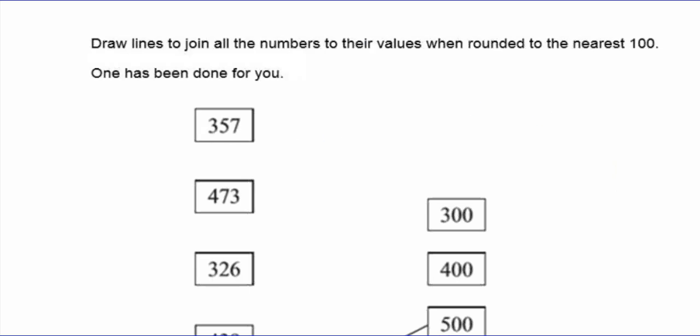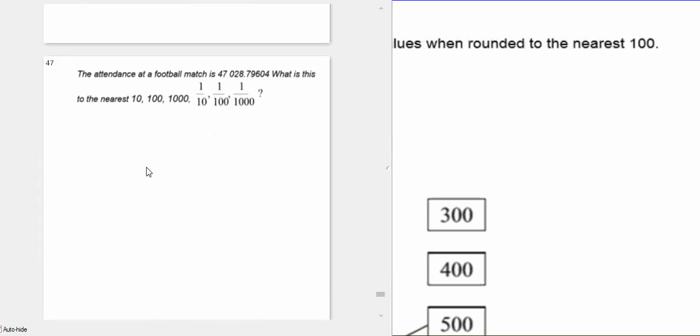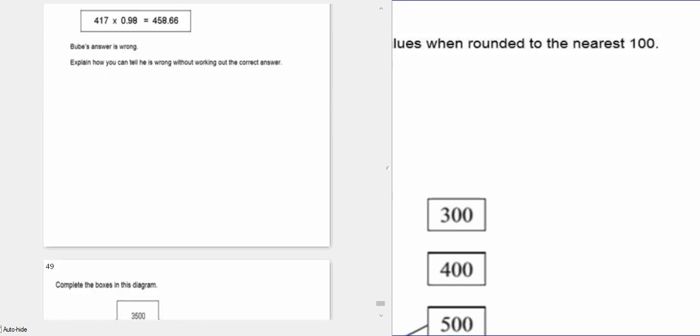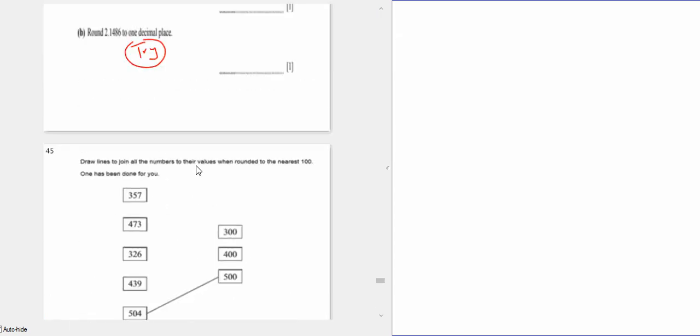Let me check if we can finish today. 45, 46, 47, 48, 49. I will try to go quickly and jump some stuff over here.